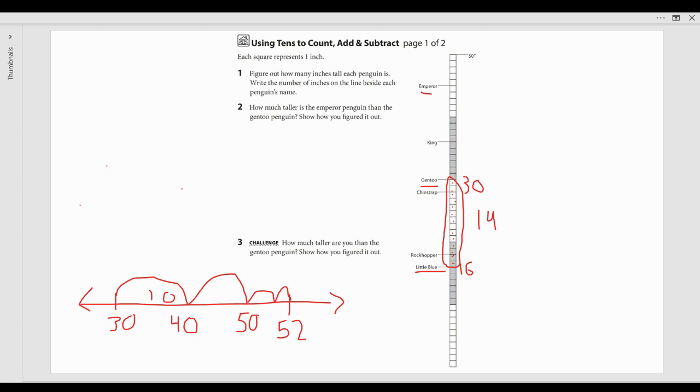Then I can count up the hops that I took to figure out how much taller 52 is than 30. 10, 20, 21, 22. I hope these strategies help as you work to figure out the problems on this page.